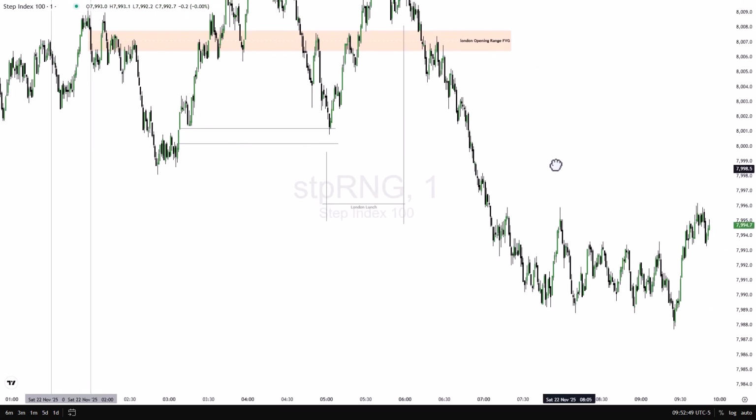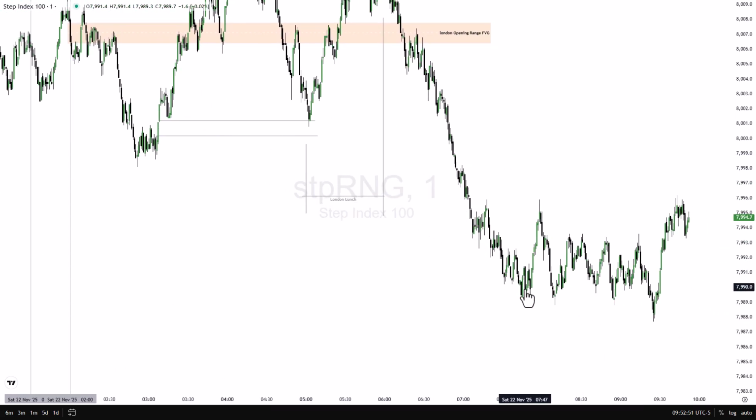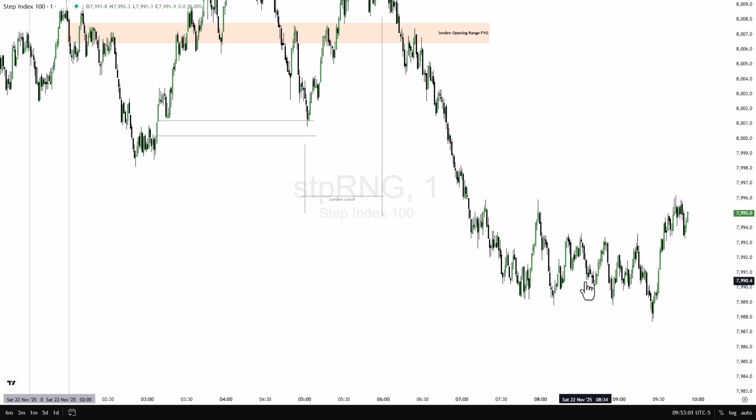But price action goes a little bit deeper. It goes a little bit deeper because it has a strong pull to the downside. It is weak. It is bearish. This is how I used to trade step index. And I am teaching you for free.